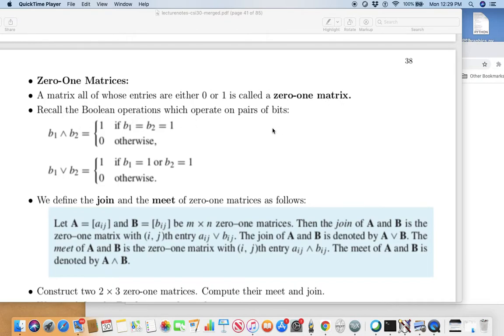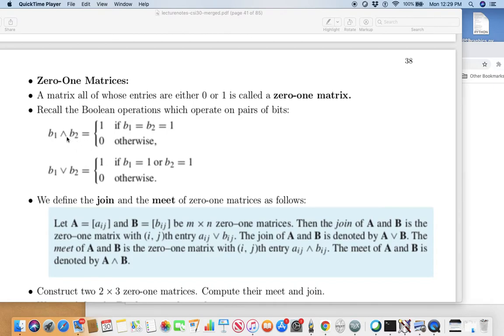Recall the Boolean operations which operate on pairs of bits. B1 and B2 is 1 only if both are 1. So 1 and 1 is 1, 1 and 0 is 0, 0 and 1 is 0, 0 and 0 is 0. So remember, 1 represents true, 0 represents false.